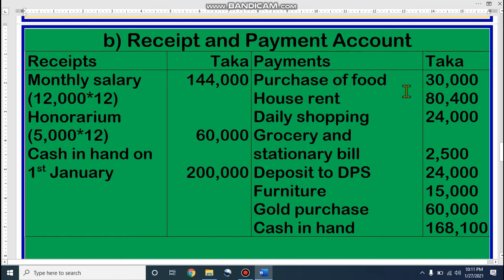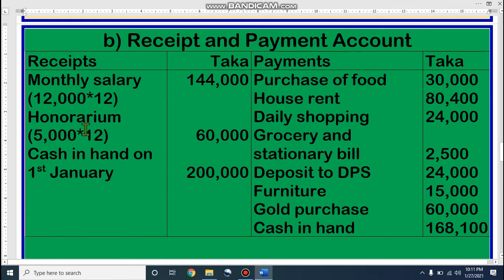Now look at the payment. 30,000 for food, house rent 80,400, daily shopping 24,000, grocery and stationery bill 2,500, deposit to DPS 24,000, furniture 15,000, gold purchase 60,000. So from the receipt, if you subtract the payment, then cash in hand is 1,68,100. I hope all of you understand, dear student.